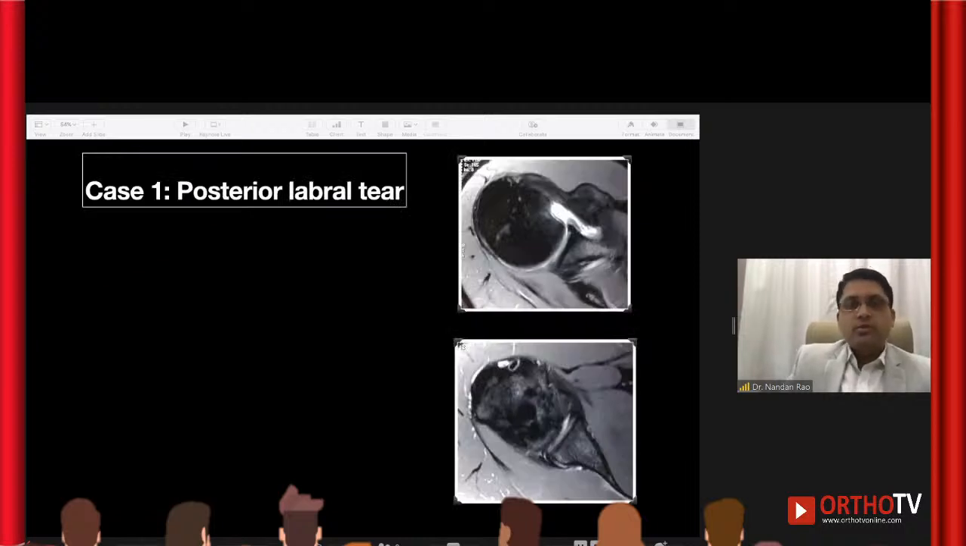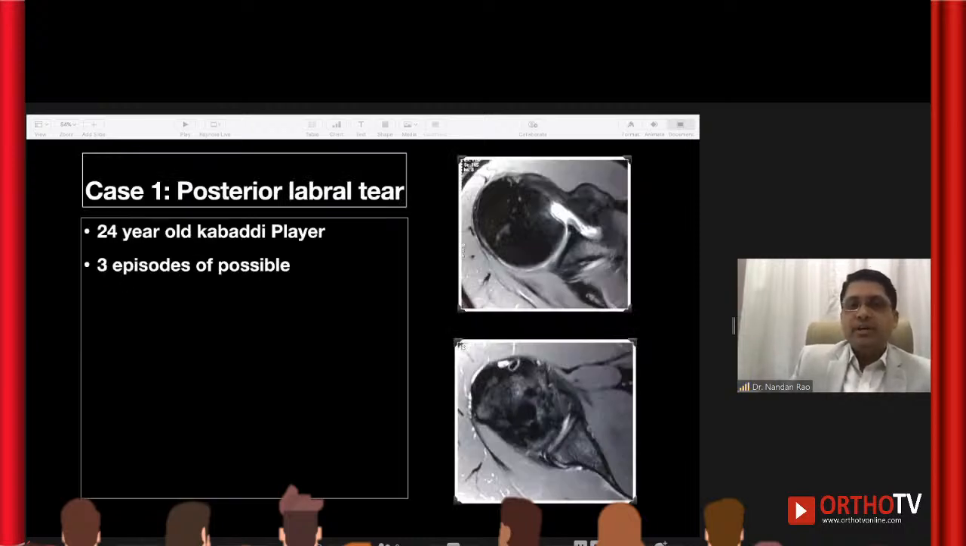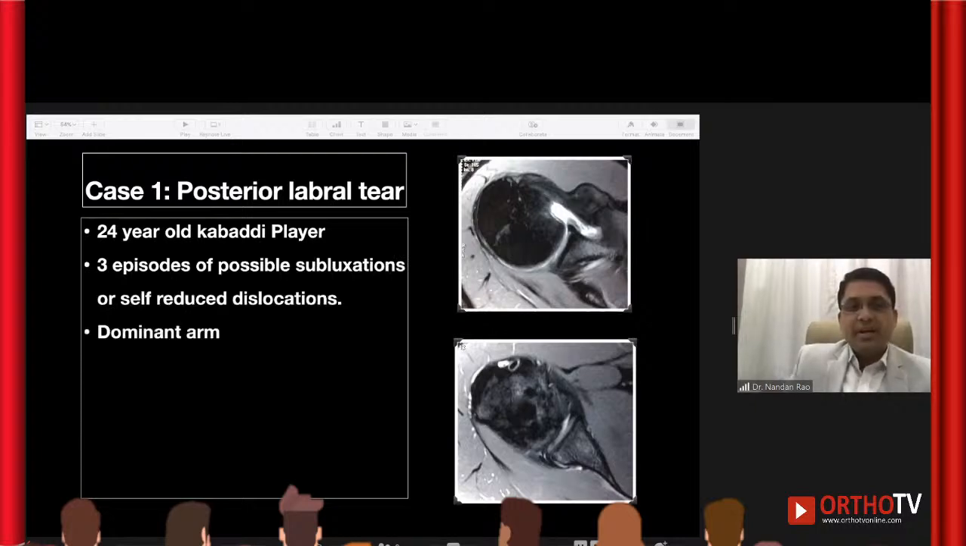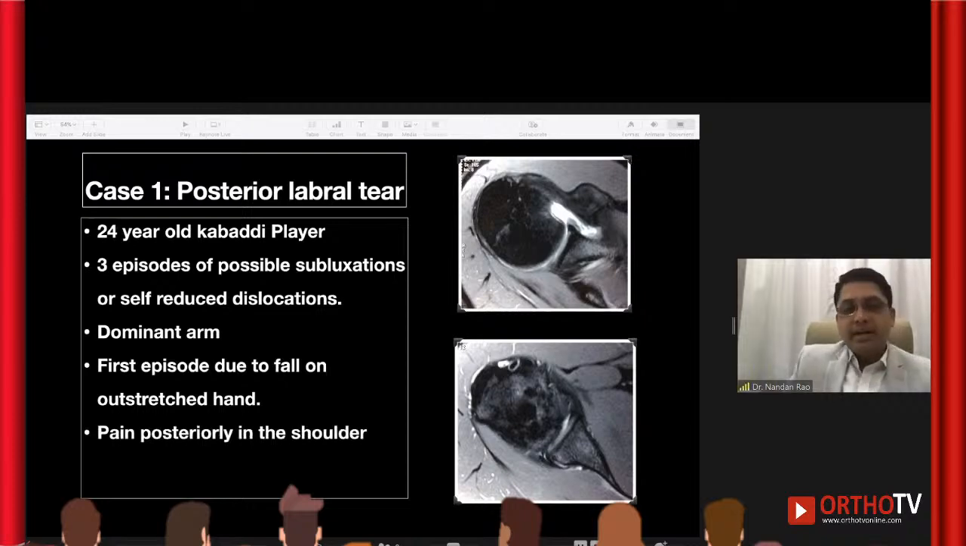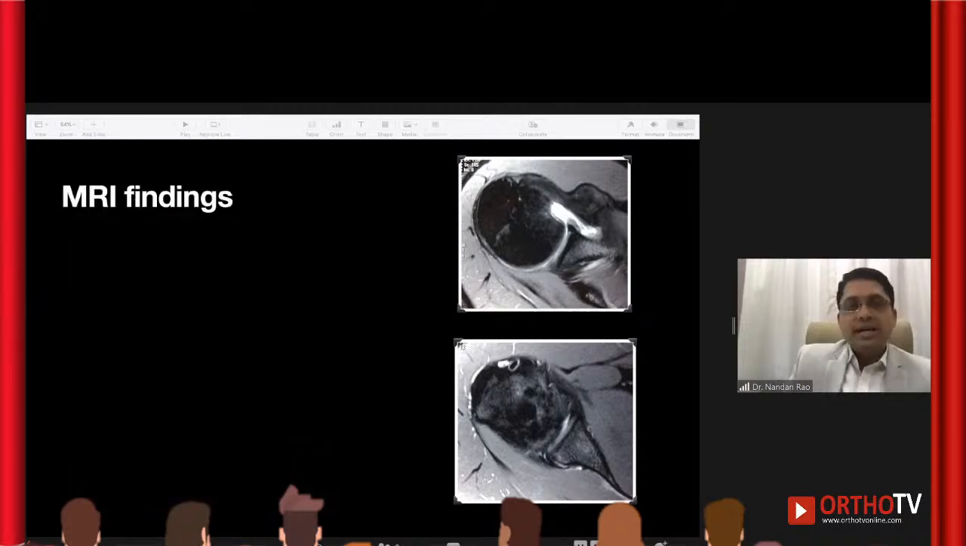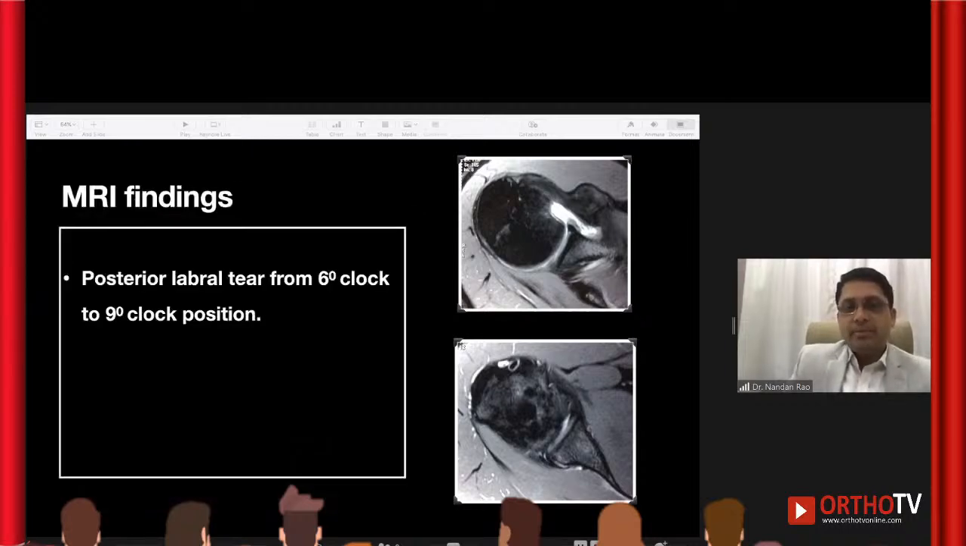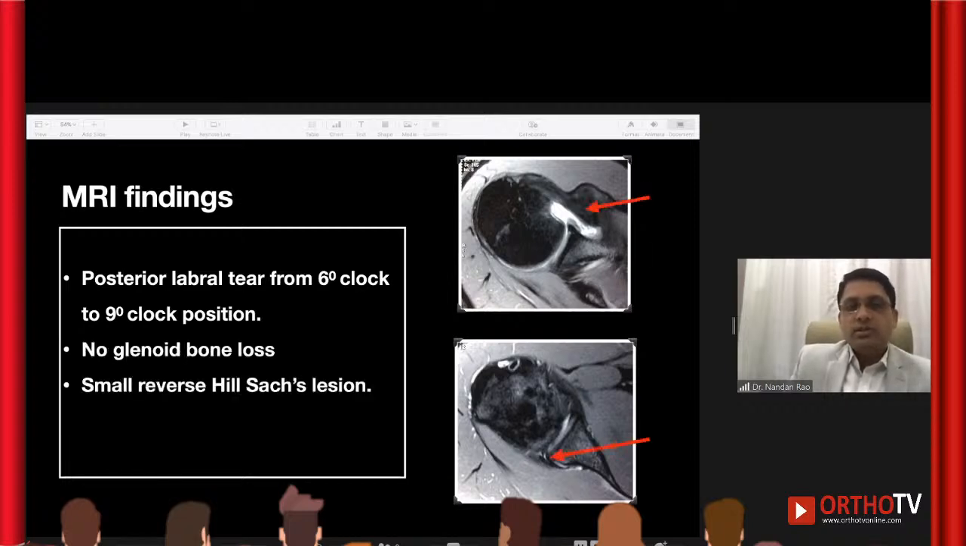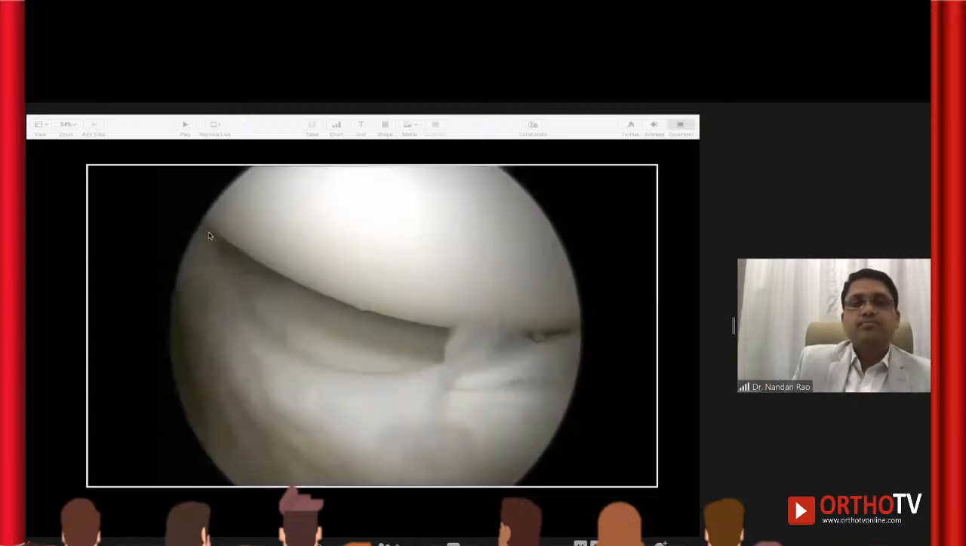So I'll start with the first case. This is a 24-year-old kabaddi player with 3 episodes of possible subluxations. This is his dominant arm. The first episode was due to a fall on an outstretched hand. He complained of pain posteriorly in the shoulder, and all his clinical signs for posterior instability were positive. On the MRI, he had a posterior labral tear from 6 o'clock to the 9 o'clock position. There was no glenoid bone loss. There is a small reverse Hill-Sachs, and the glenoid retroversion was approximately 5 degrees.